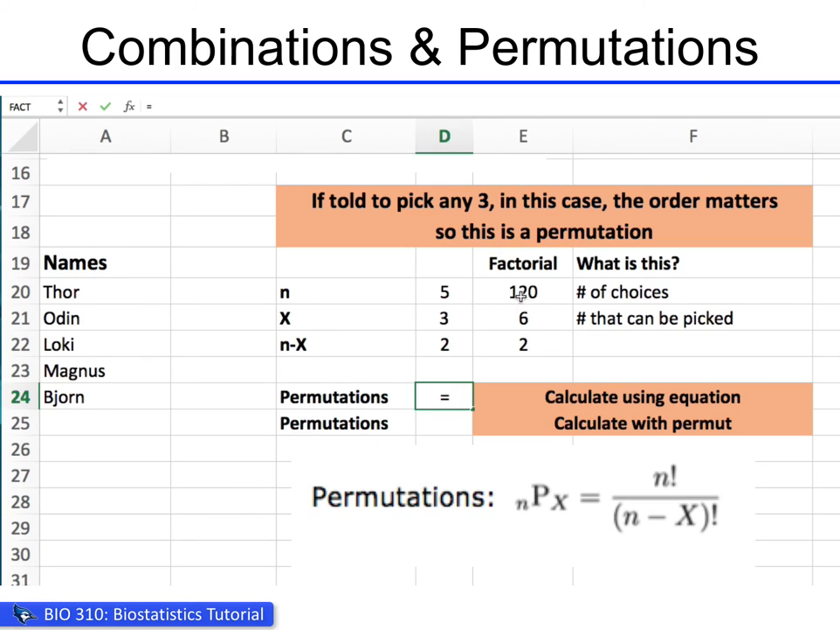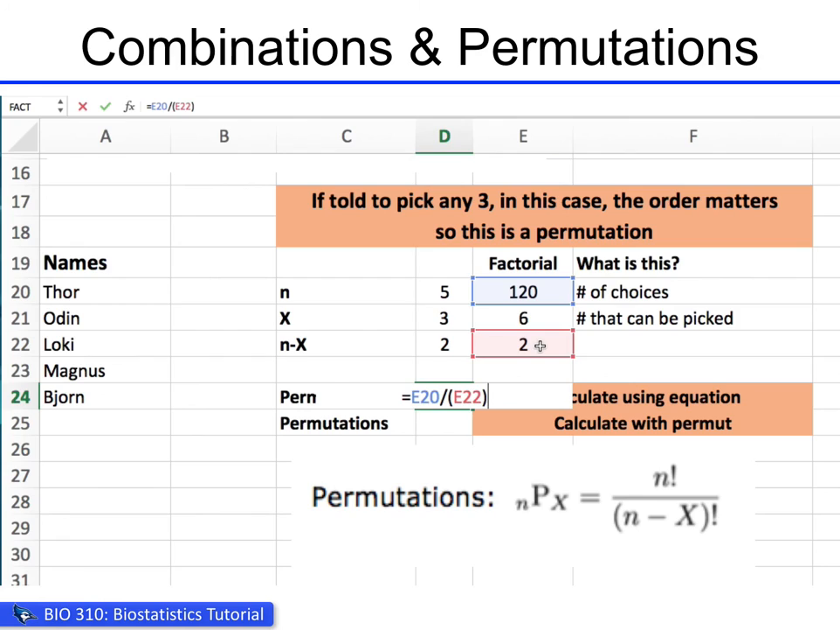So, remember we have our factorials in this column, so permutations, the equation is here. That's going to be equal to n factorial divided by, and let's go ahead and get our parentheses right to begin with, here we don't have to actually do n minus x factorial because we've already calculated that. N minus x is 2, and n minus x factorial is here.